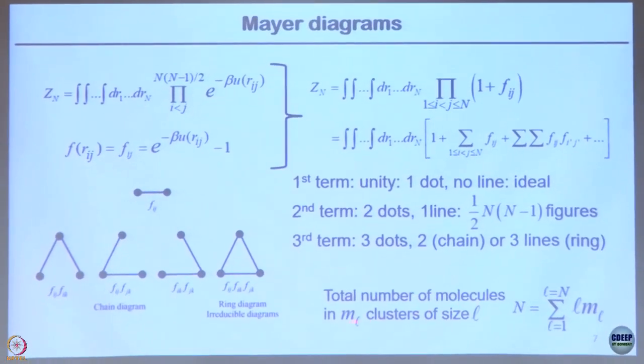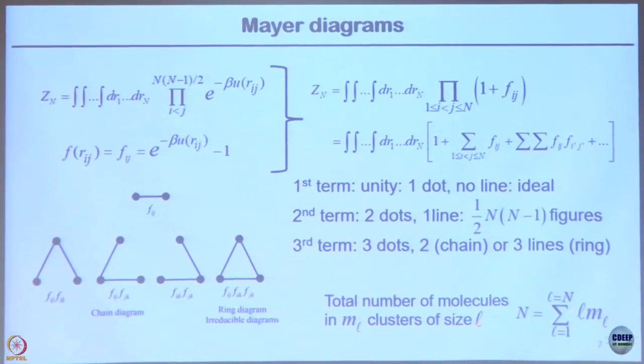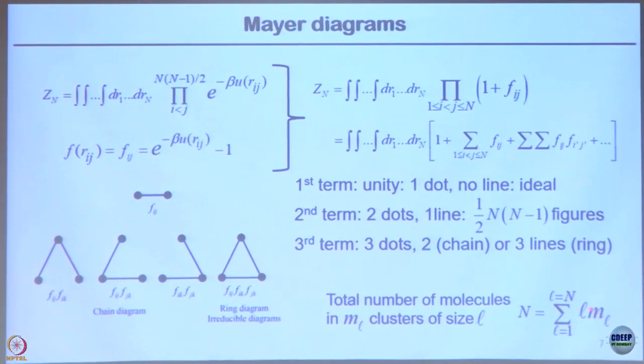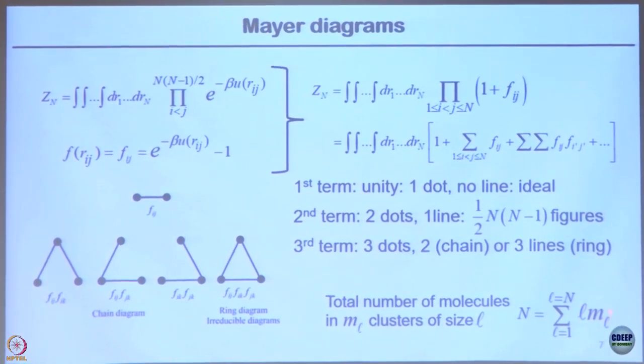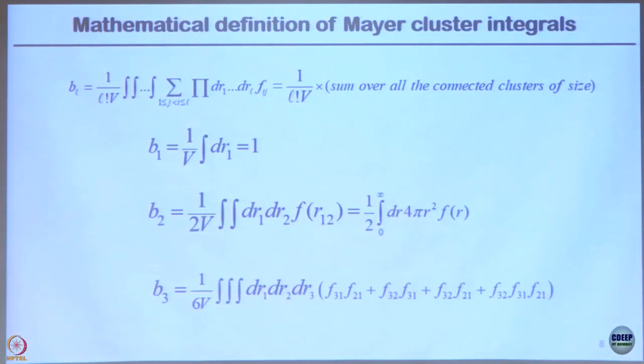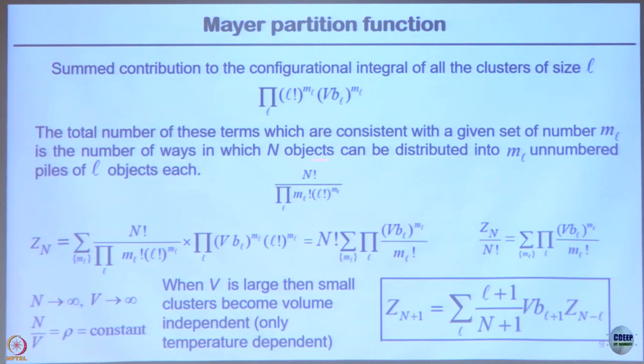So the total number of molecules is N, and L times M_L is the number of particles in clusters of size L. Like if M is 20 and L is 20, then there are 20 particles. So to get the normalization, I have to do 20 into L. Again you have the boxes. If the box is named 20, you put 20 balls there. And then you find how many ways I can distribute that. That quantity is this multinomial.